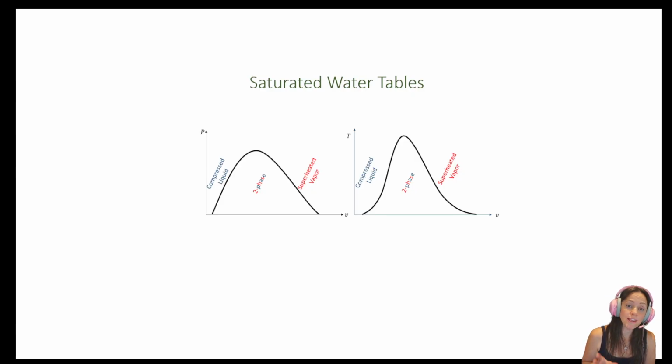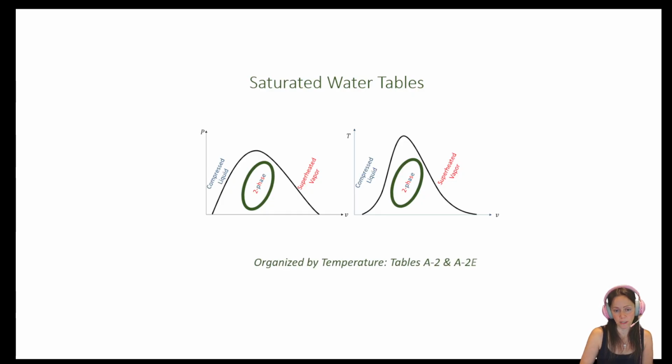So let's start with the saturated water tables. These are the ones that we're going to go to if we have a saturated substance, if we're under that vapor dome, if we're in that two-phase region. And it's going to be under the dome or on the dome. So if you have a saturated liquid or a saturated vapor, so you're right on the saturated liquid line or saturated vapor line, you're also going to look in those saturated tables. You have these organized by temperature and also by pressure.